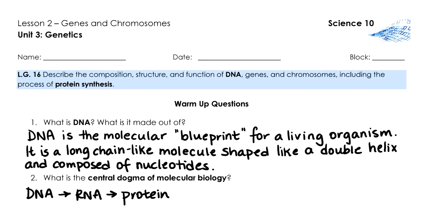DNA is like a molecular blueprint for a living organism. It contains all the genetic information required for that organism to survive and reproduce. It's a long chain-like molecule shaped in the form of a double helix and composed of nucleotides, tiny molecular structures composed of a sugar, a phosphate, and a nitrogen base. The central dogma of molecular biology is that DNA makes RNA makes protein in a process called protein synthesis, which we'll be looking at in detail in today's lesson.